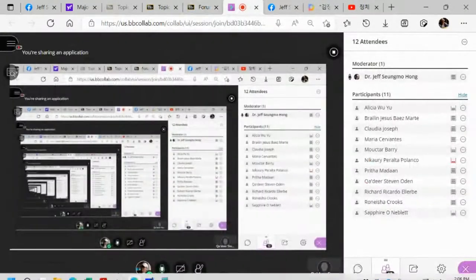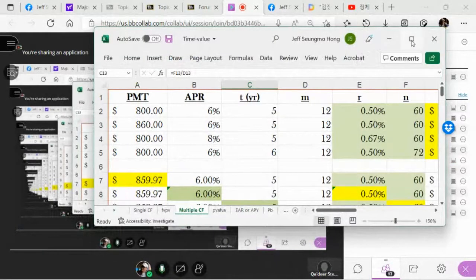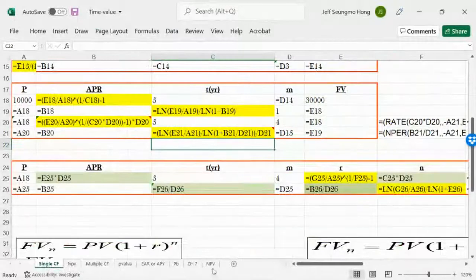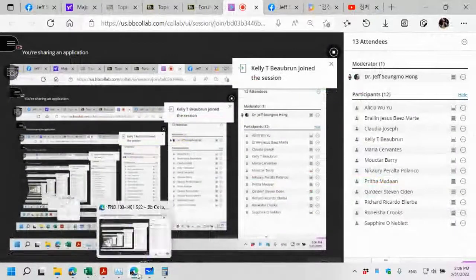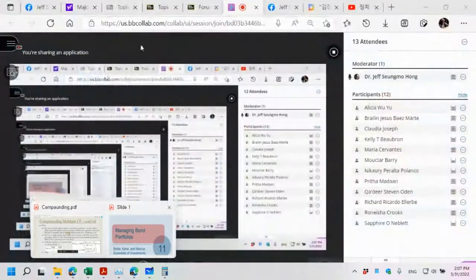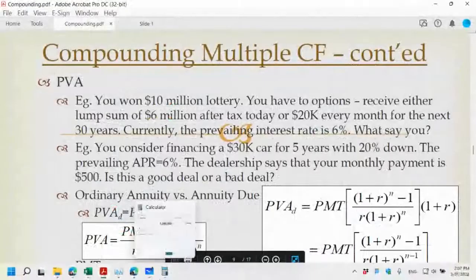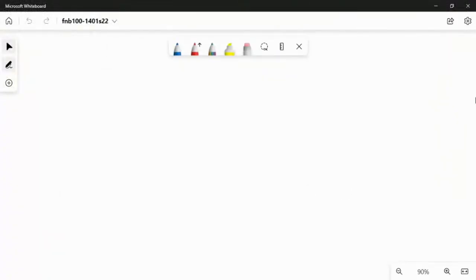So in our last class, we actually did everything about the single cash flow model. So we're moving on to the multiple cash flow model today. Multiple cash flow model. Now, okay, so single cash flow model is basically what we did until last class.